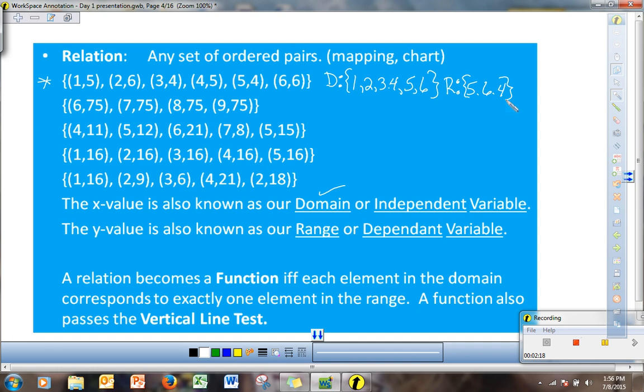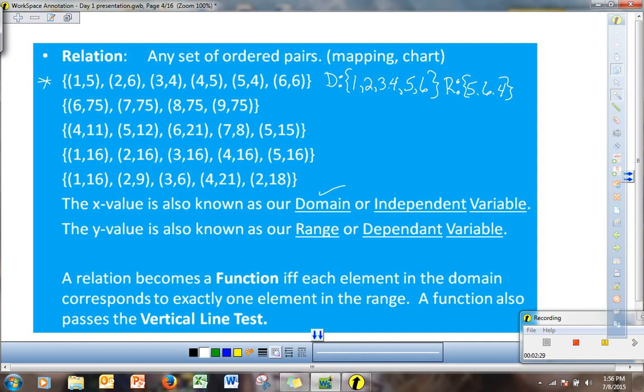Now, a relation becomes a function if and only if, that's what that iff stands for, I didn't misspell the word, if and only if each element in the domain corresponds to exactly one element in the range. It also passes the vertical line test. Here's what this means. It's a function if you tell a story about the ordered pairs and it could happen in real life.